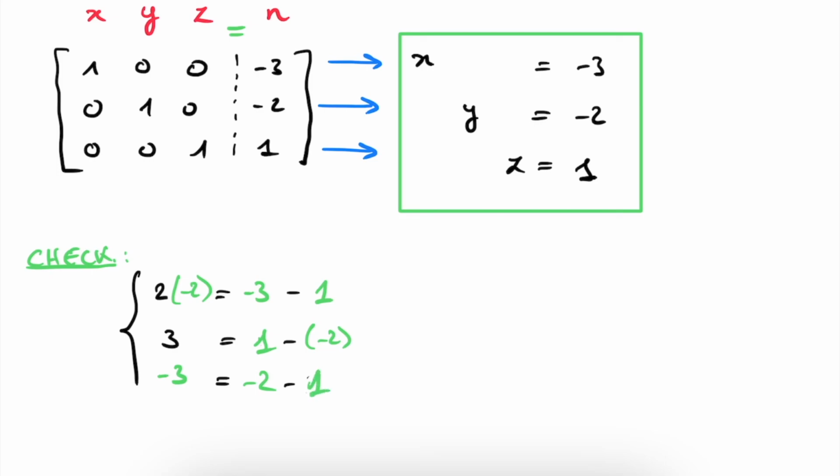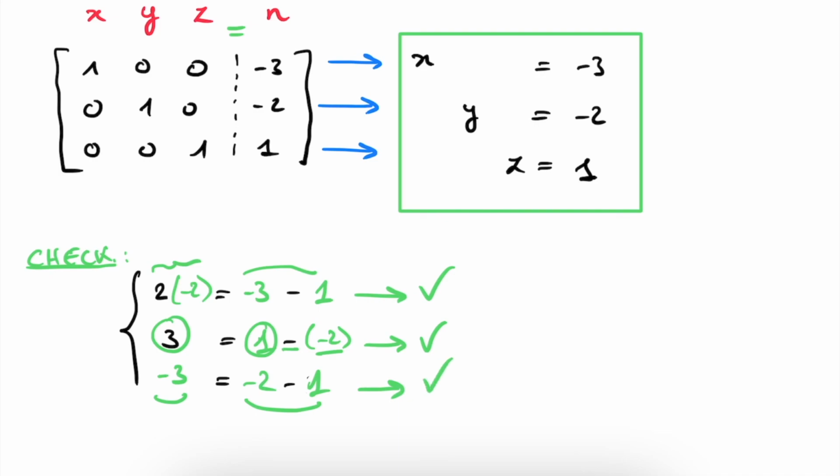And let's see if we made any mistakes. So we have -4 is -3 minus 1. That's correct. We have 3 is equal to 1 minus -2, so +2, which is indeed true. And we have -3 is equal to -2 minus 1. So this is indeed true. And again, we didn't make any mistakes. So we did very well.